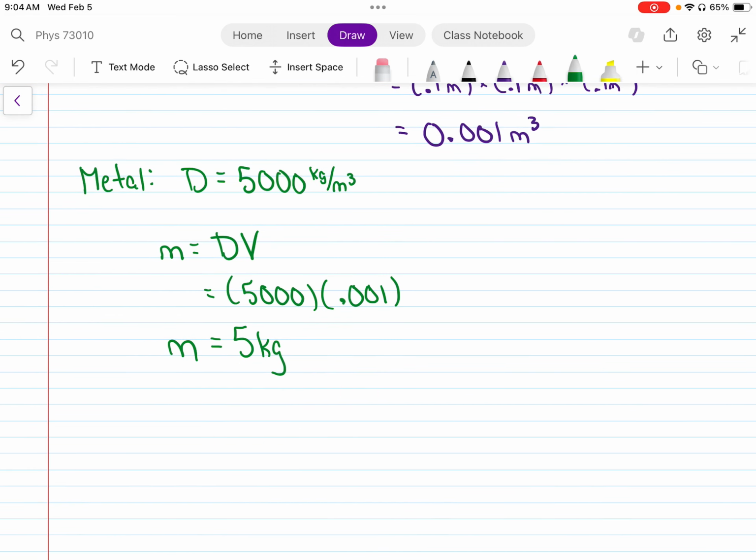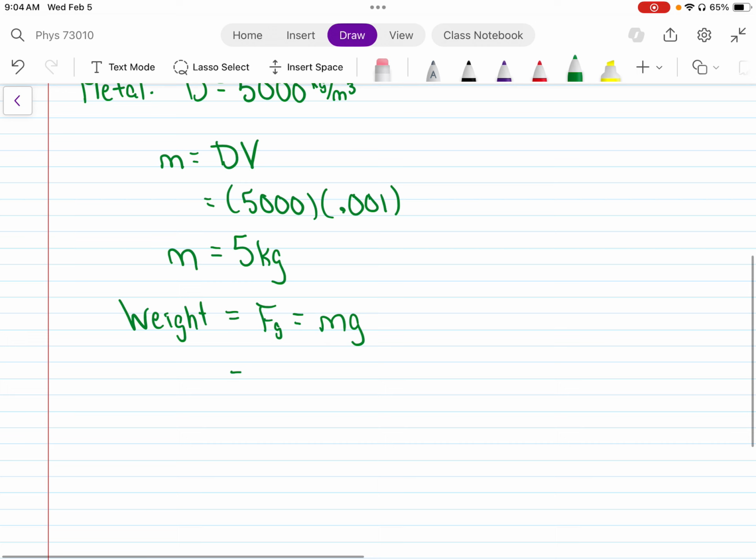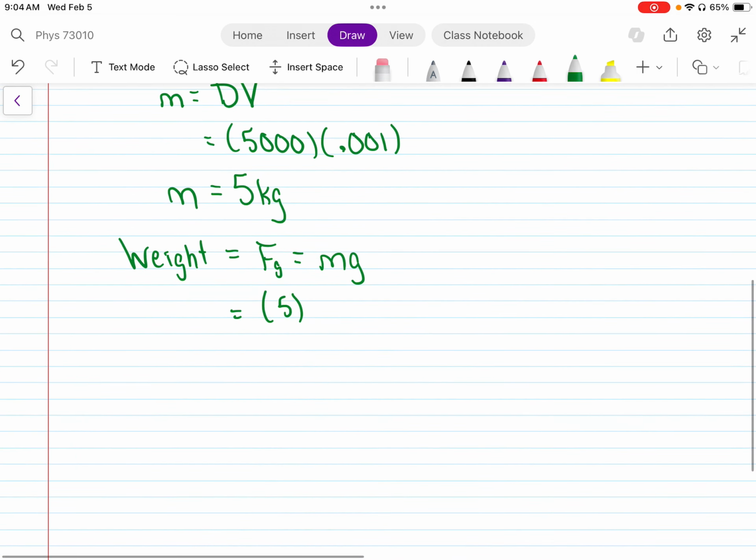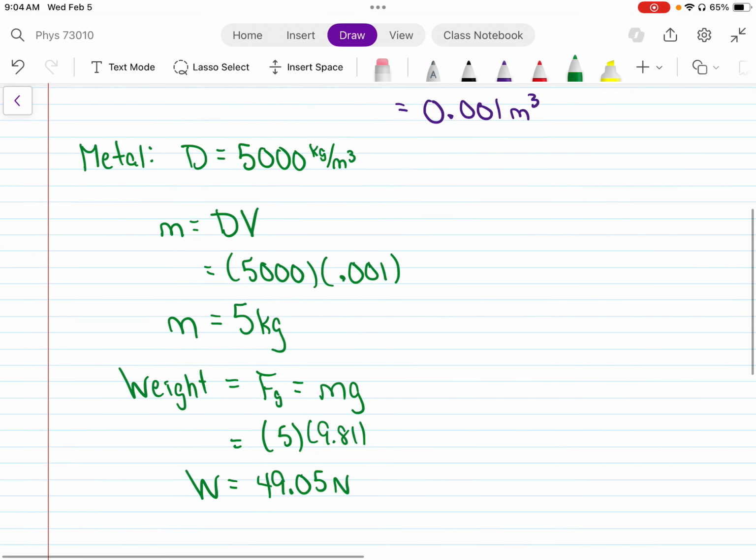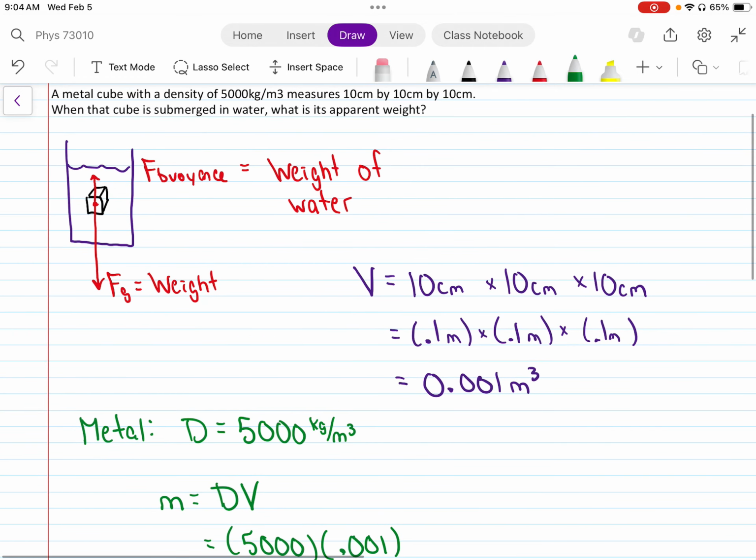For buoyancy, for apparent weight stuff, we need the weight. Physics people don't really love the word weight, but weight just basically means the force of gravity, which means we're going to take the number in kilograms and multiply by our 9.81 number. Oops, come back. 5 times 9.81 works out to be 49.05. The 49.05 number, that's the weight of the metal.